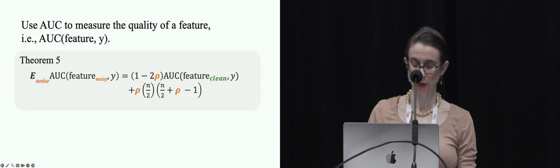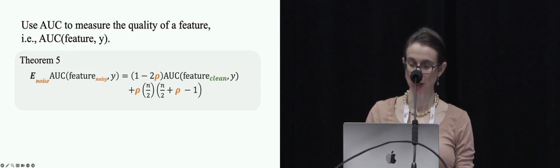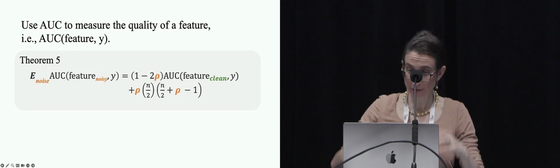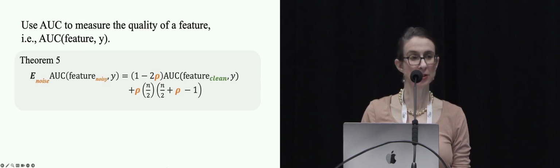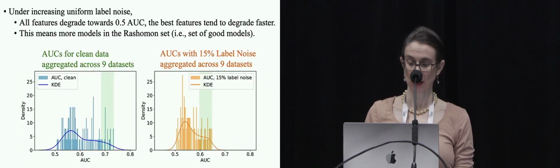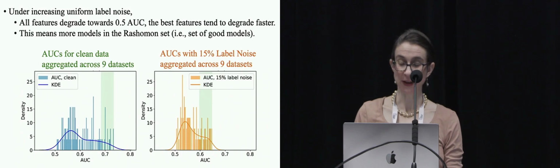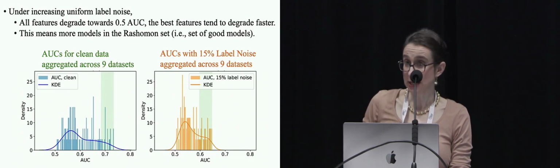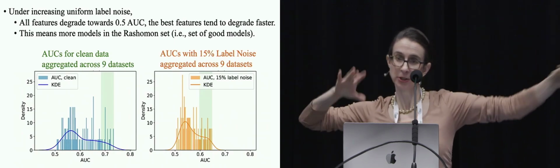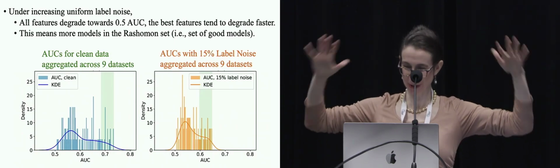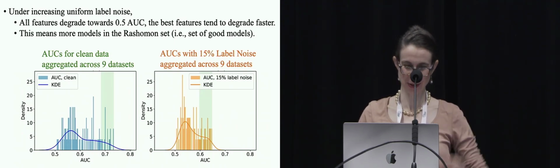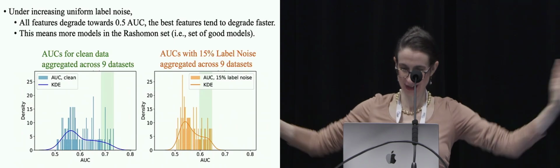Here's one of them, which relates the AUC of a noisy feature to the corresponding AUC of the clean version of that feature. But this one is easier to see through experiments, so I'll show you an experimental result. This is a histogram of AUCs of features aggregated across all of the criminal justice and loan decision data sets I was showing you earlier. So this is clean, this is noisy, clean on the left, noisy on the right.